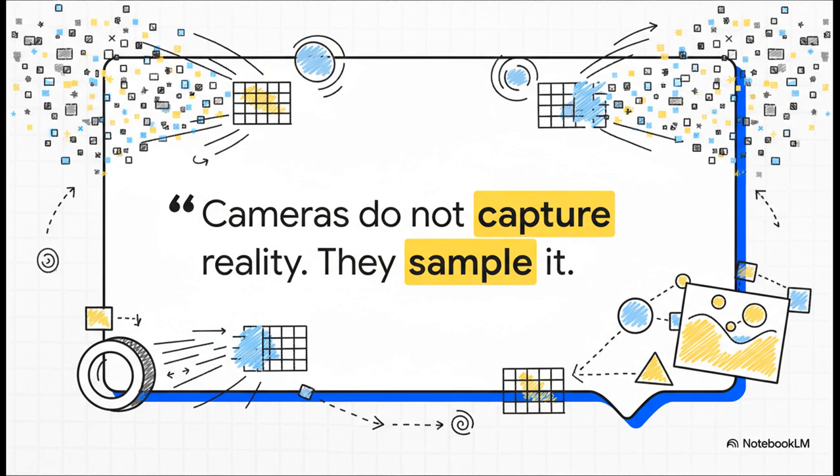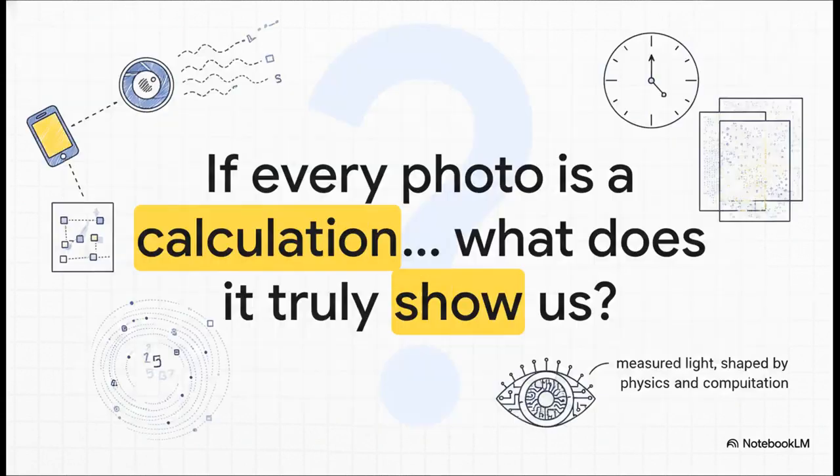So what this all means is that a camera doesn't give us a perfect window into what's real. It samples reality. It takes a measurement of light at millions of different points for a tiny fraction of a second, and then it uses a whole lot of math to reconstruct a plausible image from that very limited set of data.